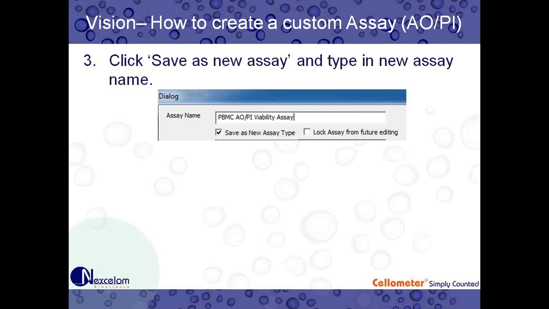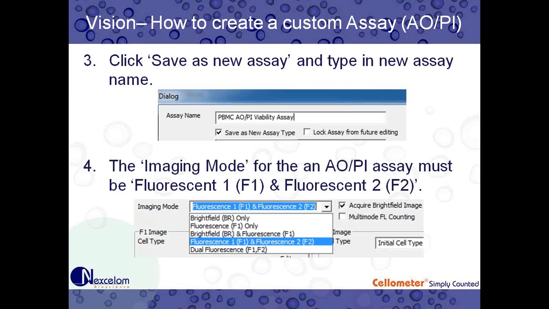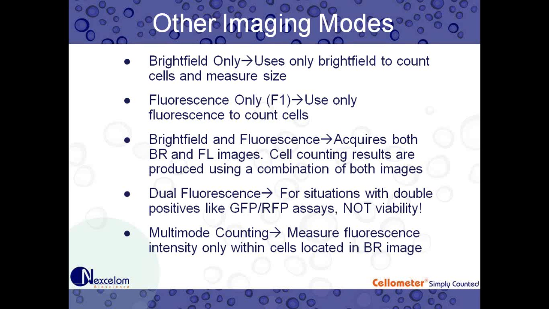In this situation, we're going to develop an AOPI assay for PBMCs. So we've put in PBMC AOPI viability assay. And then you want to select your imaging mode. And for AOPI in this case, it's going to be fluorescent 1 and fluorescent 2.